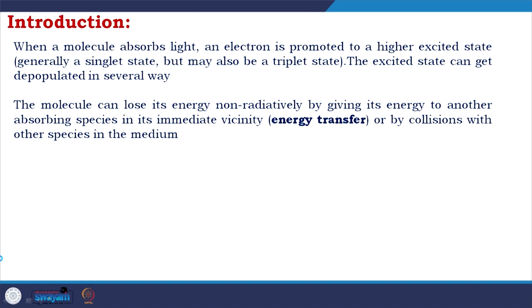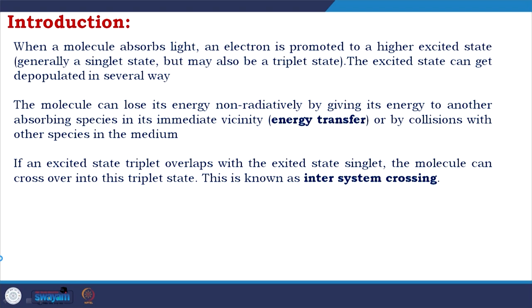One, the molecule going to the excited state can lose its energy non-radiatively by giving its energy to another absorbing species in its immediate vicinity, which is called energy transfer, or by collision with other species in the medium. If an excited state triplet overlaps with the excited state singlet, the molecule can cross over into this triplet state, known as inter-system crossing.